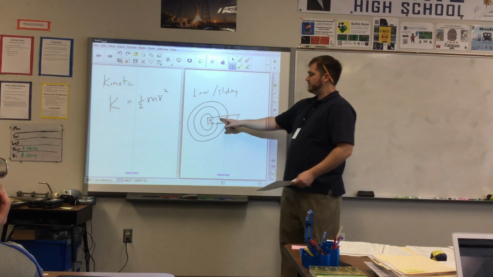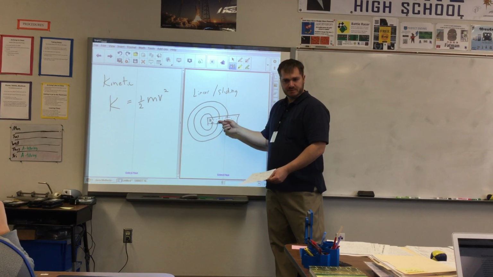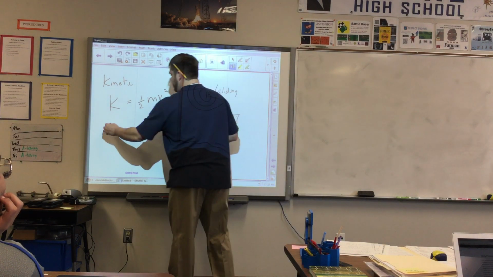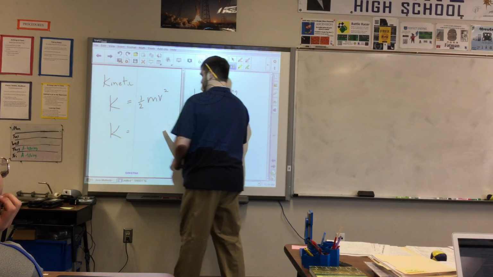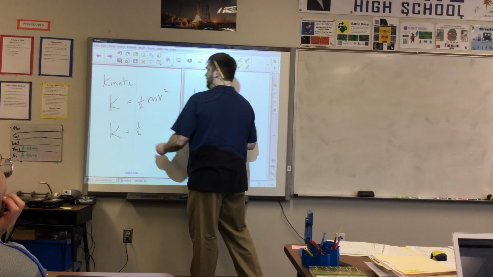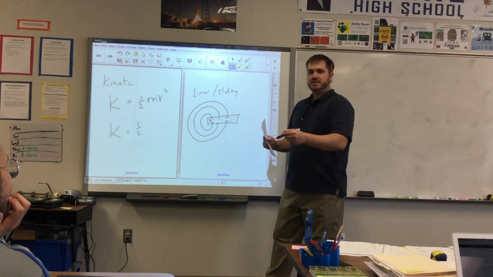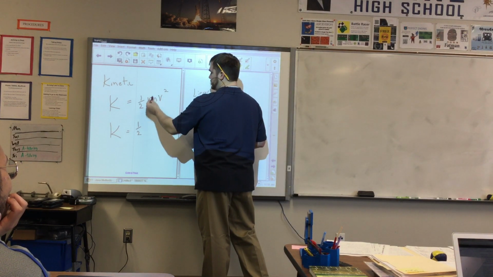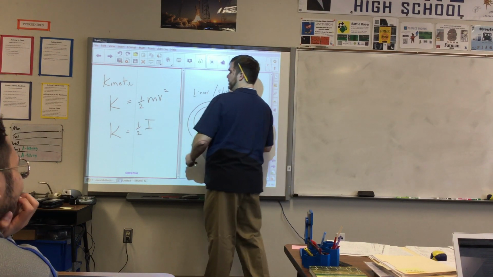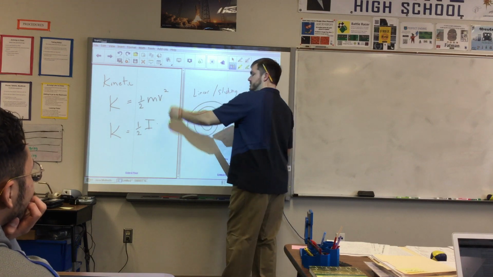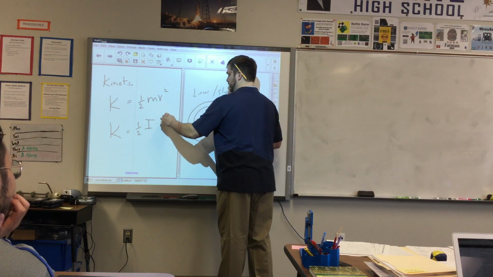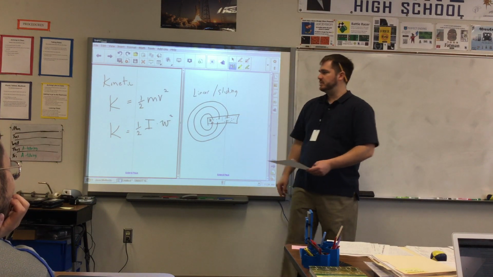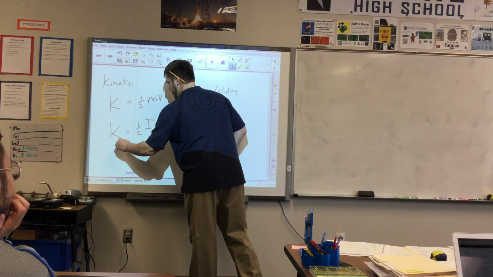All right? This point right here comes back around and ends up where you started from, right? So if something is spinning or rotating, then it's 1/2. What's the rotational equivalent of mass? Moment of inertia. So that's I. And the rotational equivalent of velocity? Yeah, omega squared. So that's your rotational kinetic energy, K rotational.